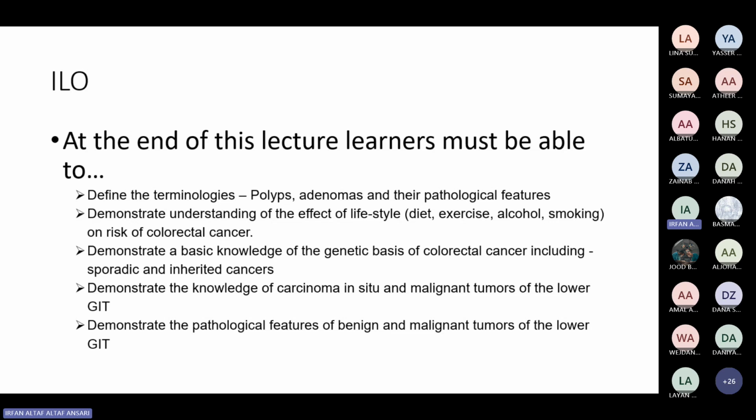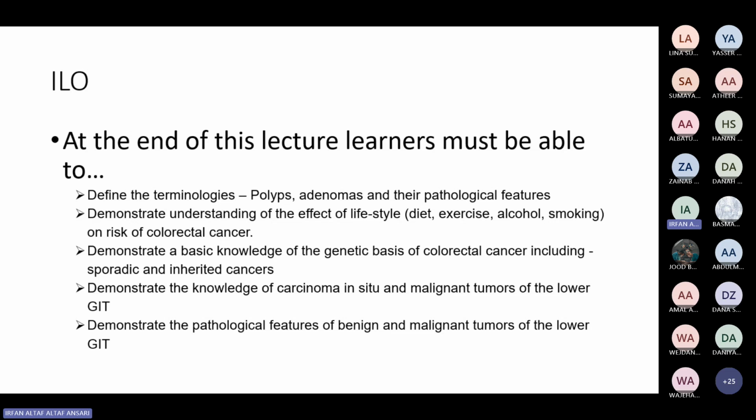So we'll see what are the effects of lifestyle, like diet, exercise, alcohol and smoking, on the risk of colorectal carcinoma. Then, as we discussed in the previous lecture, cancer is a genetic disease. So here we go to the genetic basis, more specifically for colorectal carcinoma, and both types of cancer, sporadic and inherited. We also demonstrate the knowledge of something.